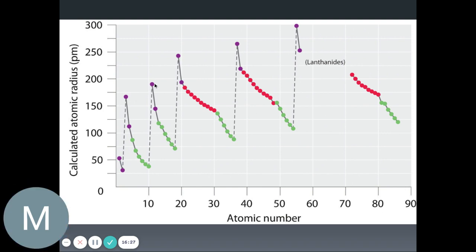This could compare going down the periodic table. I'm just going to start here because it's right next to each other. This is lithium. This would be sodium, potassium, rubidium, and then cesium. These top purple peaks would be going down the periodic table. As you go down the column, so as I go down the alkali metals, what happens to the atomic radius? It gets bigger.